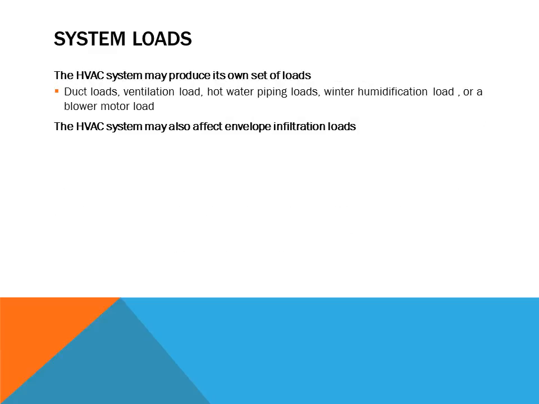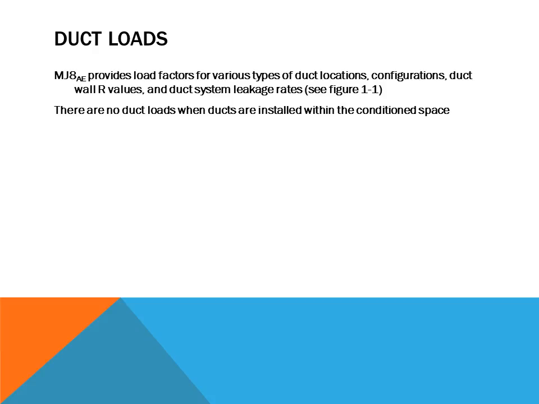System loads: HVAC systems may produce their own set of loads, such as ductwork going through unconditioned space, or other things, like equipment inside of the house that can add additional heat loads. So that needs to be considered, and of course certain rooms may have those loads, and because of that it may change the heat load in the room. So these duct loads are necessary.